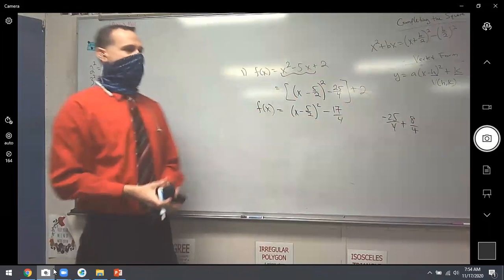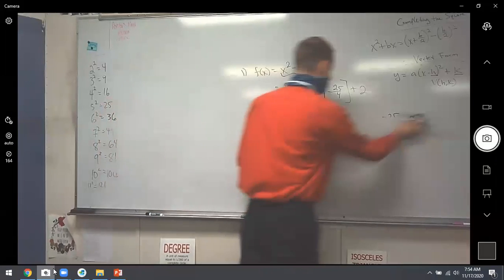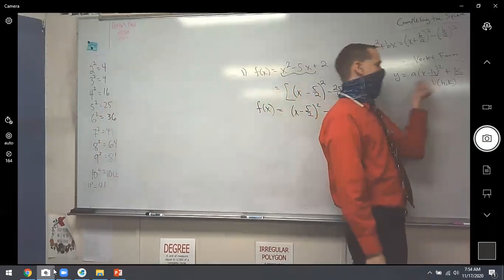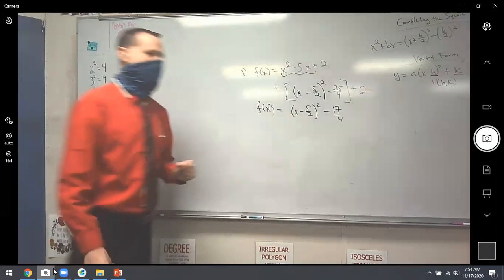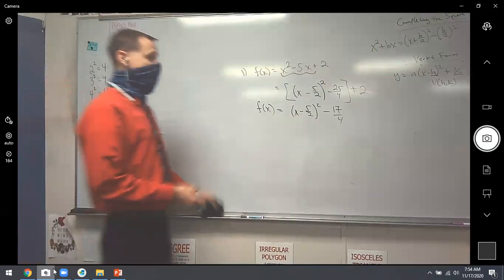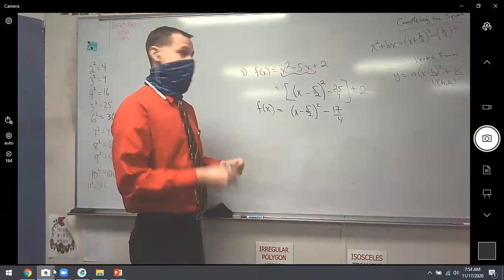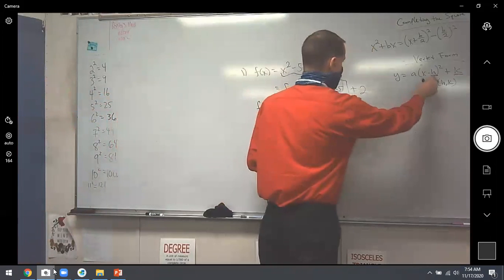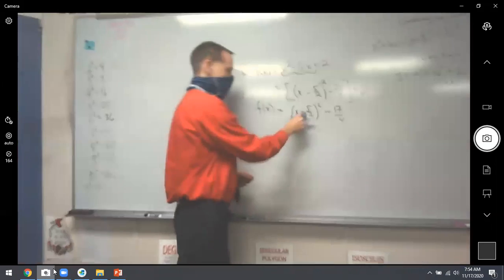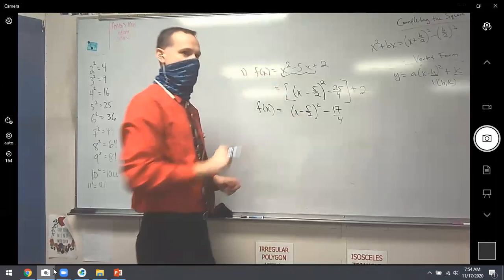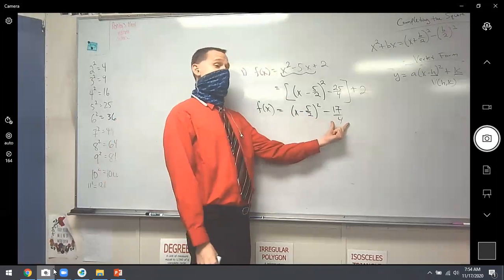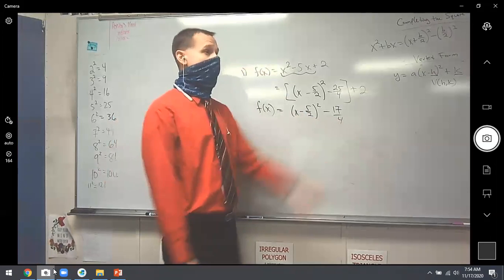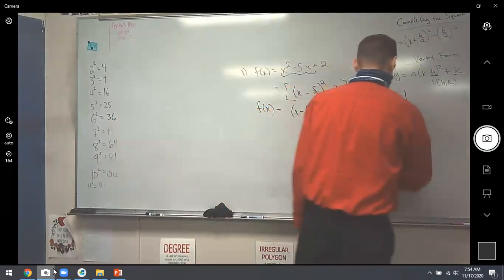It looks exactly like vertex form. This is what you want for vertex. You want something squared. Maybe there's a number in front, some number on the end, and we're good right there. You can get in vertex form like this, then the point of it is you know where the vertex is. H, it says x minus h. This says x minus 5/2. So h must be 5/2. So h is 5/2. K is -17/4. That is the coordinate of my vertex.